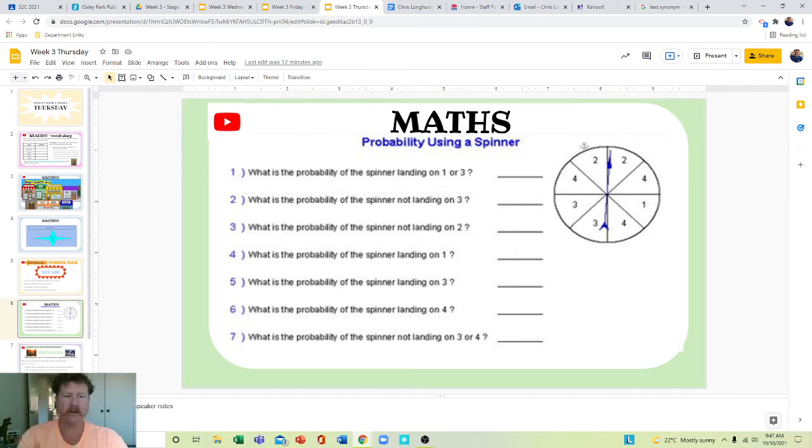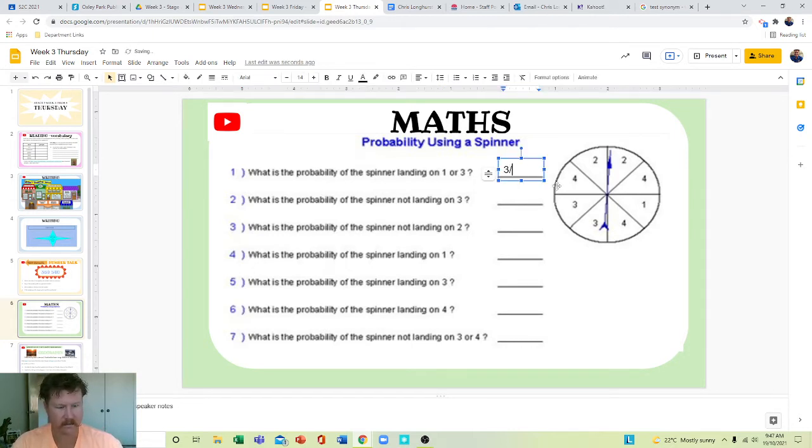So 3 out of 8. What is the probability? 3 out of 8. How would I write that down? 3, that button, 8. 3/8. I've given you the answer for the first one just to show you how it's done.